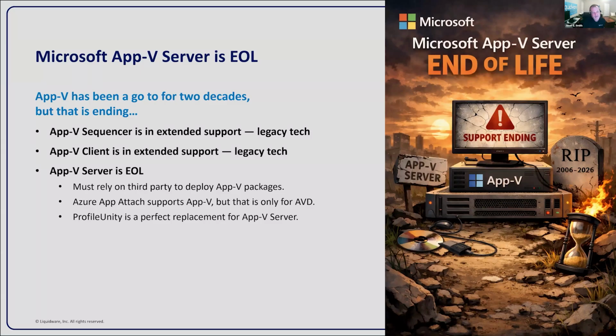But ProfileUnity, as you'll see today, is the perfect replacement for App-V server. And we're not talking about FlexApp here in this instance. If you want to keep running App-V packages, you can indeed do that, and you can deploy them faster and better than ever before with ProfileUnity. That's because we have in-depth context-aware filters that go beyond anything that was available from Microsoft. Now, this has been available for quite a few versions with ProfileUnity, but we'll show a demonstration of that today as well.